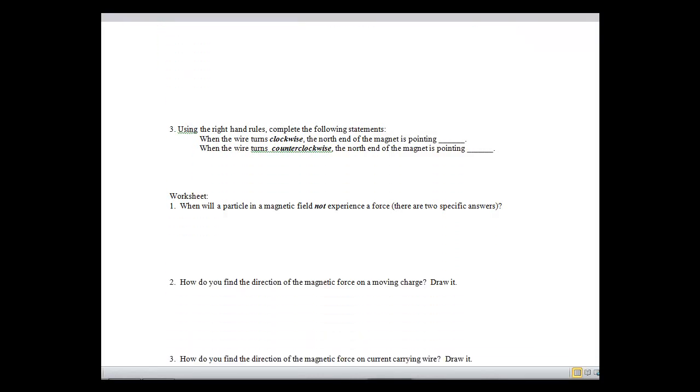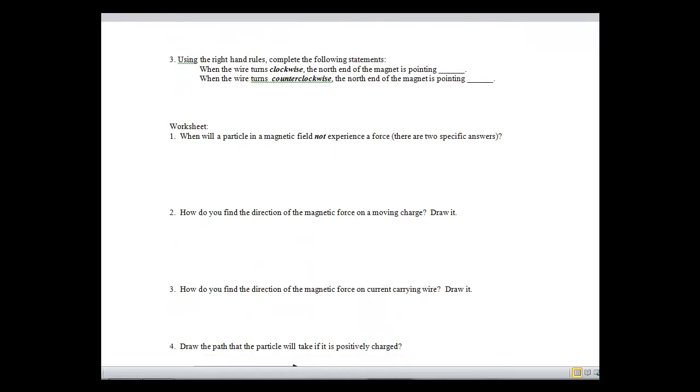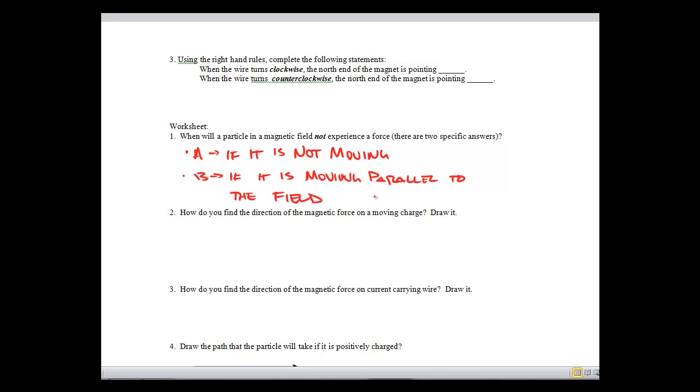So we are talking all about forces. When a particle is in a magnetic field, it will not experience a force, A, if it is not moving, we need movement, or B, if it is moving parallel to the field. The particle is moving parallel to a magnetic field, it experiences zero force.